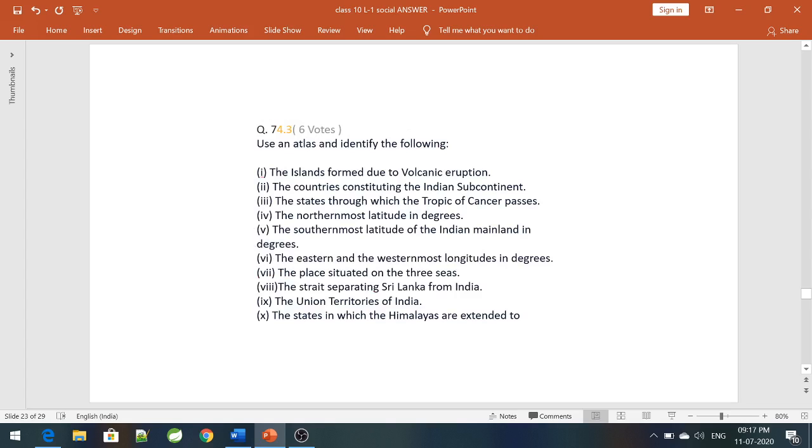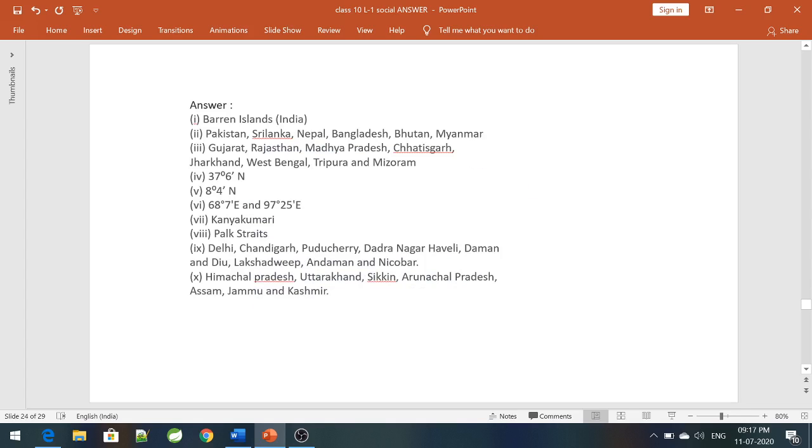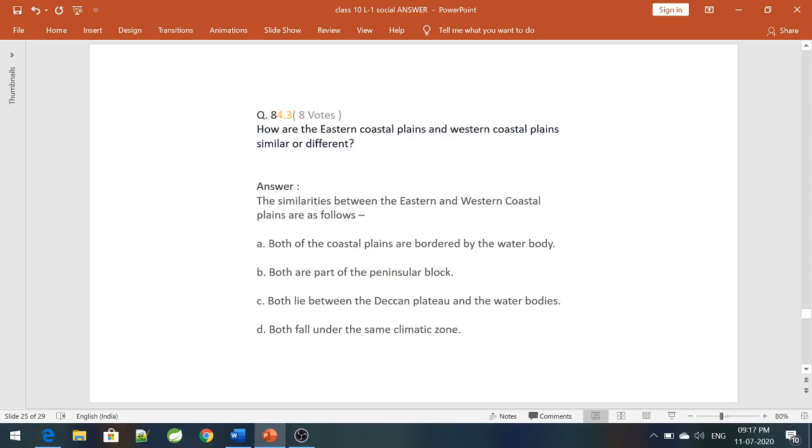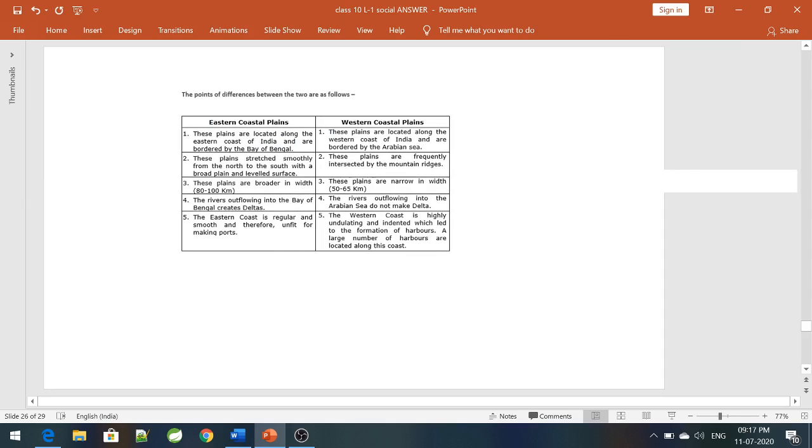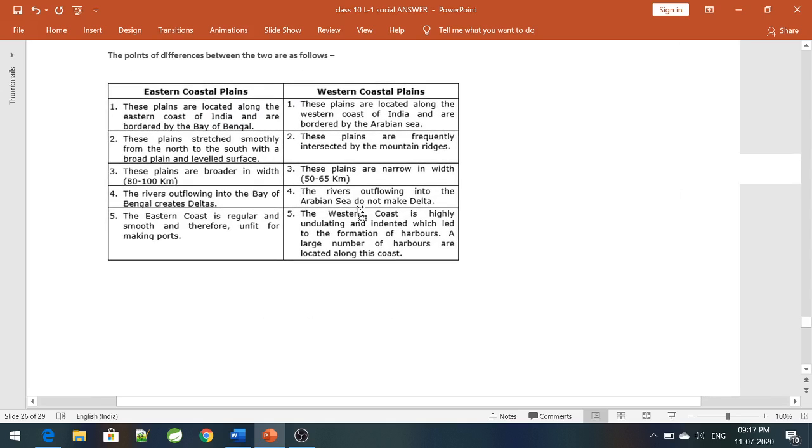The states through which the Tropic of Cancer passes: Gujarat, Rajasthan, Madhya Pradesh, Chhattisgarh, Jharkhand, West Bengal, Tripura and Mizoram. How are the eastern coastal plains and western coastal plains similar or different? So these are the similarities and these are the differences.